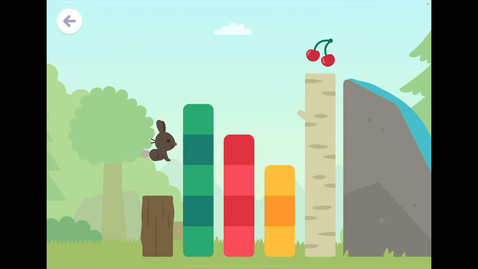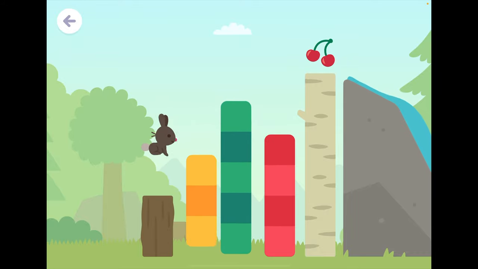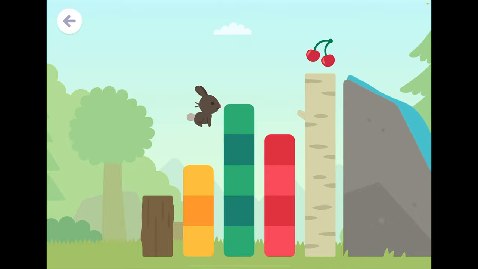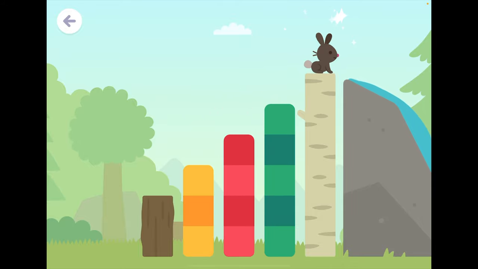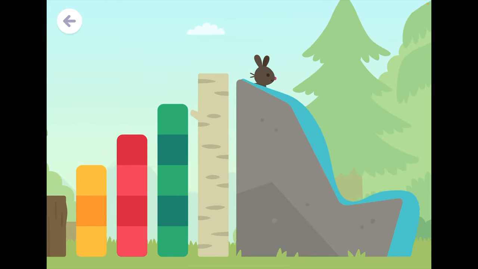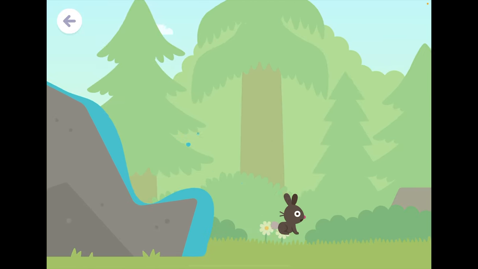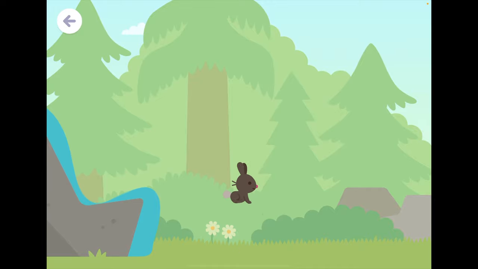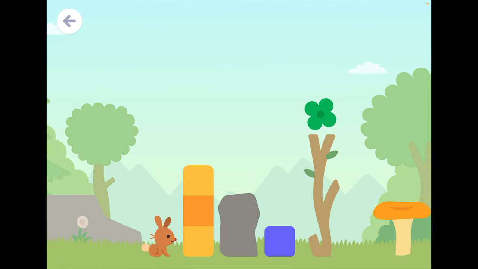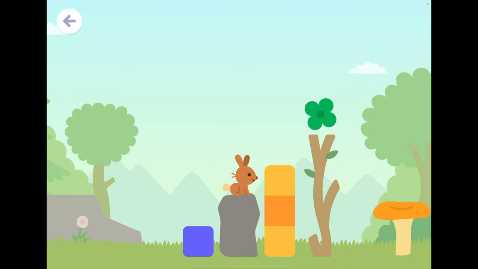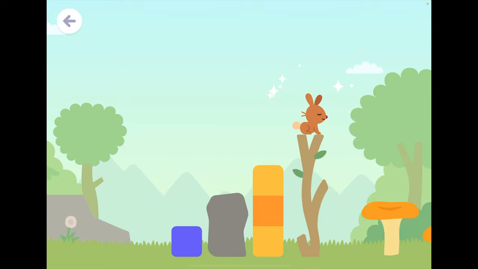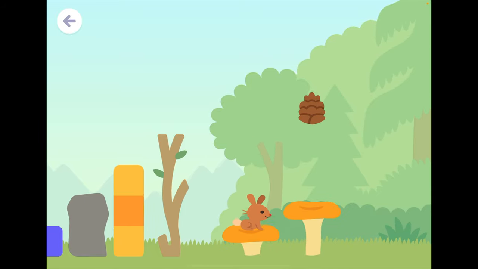Now we need to go from low to high. So we're going to go from low to medium to high. Yum, cherries. And a water slide. Oh my goodness, that looks like fun. Okay. Up the rabbit goes. Oh.